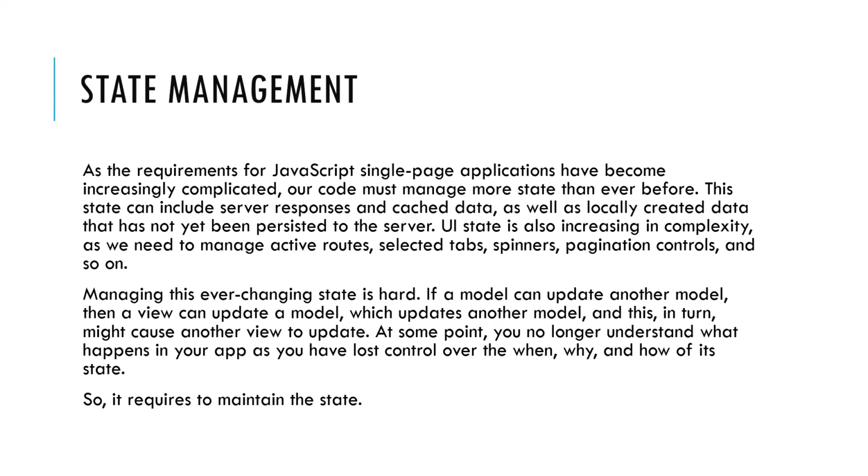If a model can update another model, or a view can update a model which updates another model, and this in turn might cause another view to update, at some point we no longer understand what happens in our application, as we have lost control over it. So we keep this state, and we need to maintain the state of all these changes. That's what we call state management.